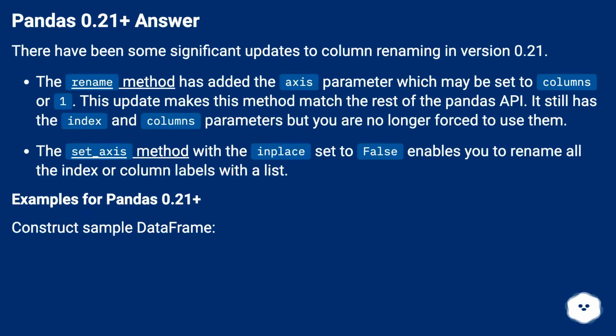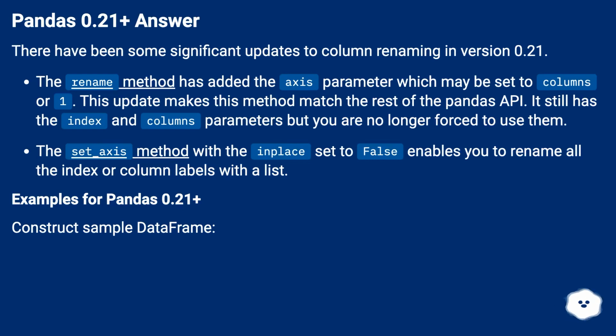Pandas 0.21 plus answer. There have been some significant updates to column renaming in version 0.21. The rename method has added the axis parameter, which may be set to columns or 1. This update makes this method match the rest of the Pandas API. It still has the index and columns parameters, but you are no longer forced to use them. The set_axis method with inplace set to False enables you to rename all the index or column labels with a list. Examples for Pandas 0.21 plus.